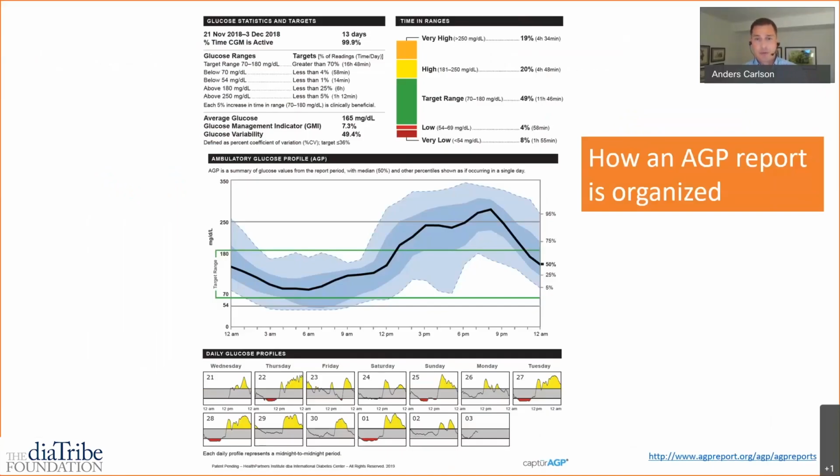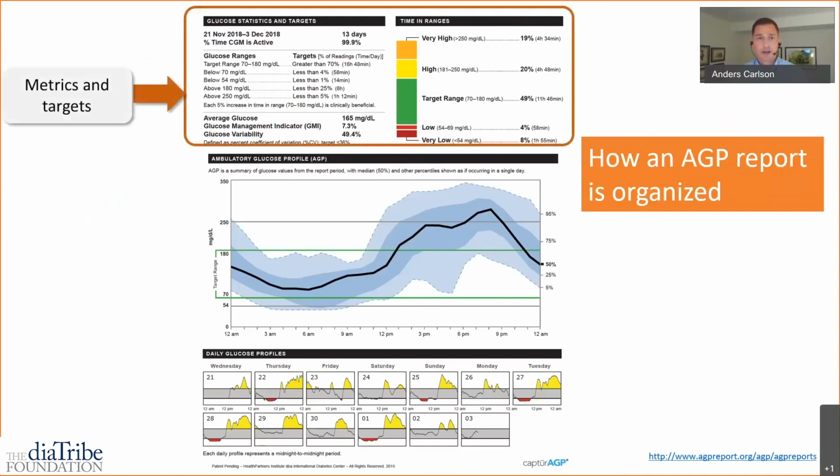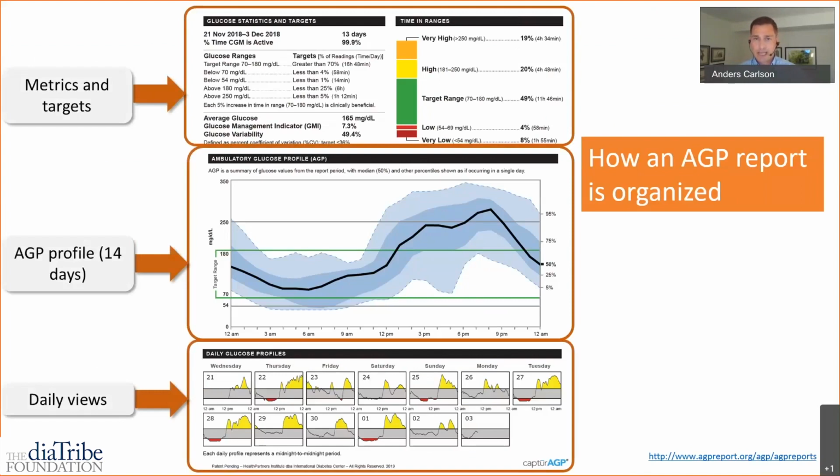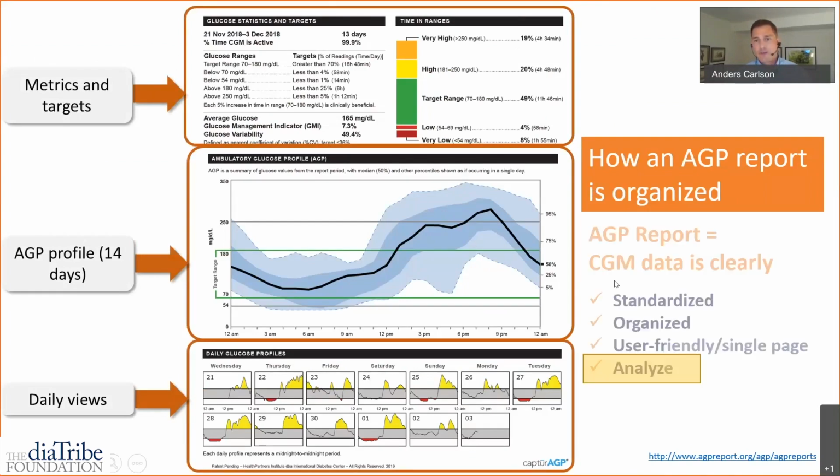And so here is an AGP report, as you saw in the first video with Dr. Bergenstahl, and it's organized into three sections. The top section is the metrics and targets, so your goals and your time in ranges. The middle section is the AGP profile, showing the actual days overlapping each other. And at the bottom is the daily views, each individual day of CGM data from that download period spelled out in kind of a calendar format. And the AGP is really designed to be clean, organized, user-friendly. And what we'll talk about here in this session is how to use it to analyze the data.